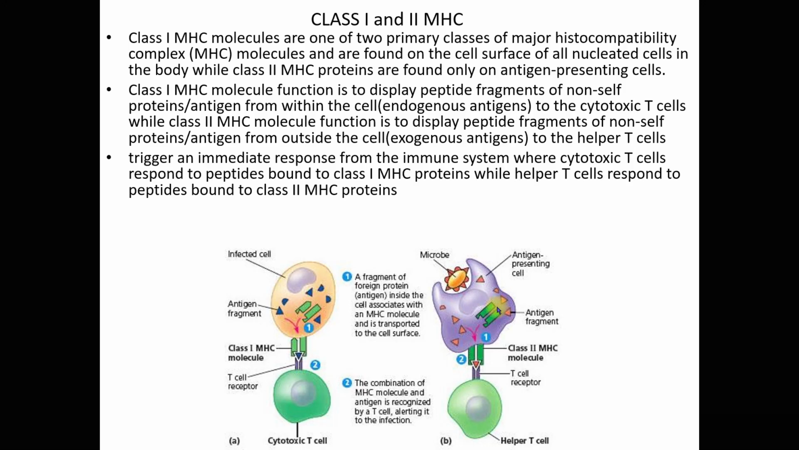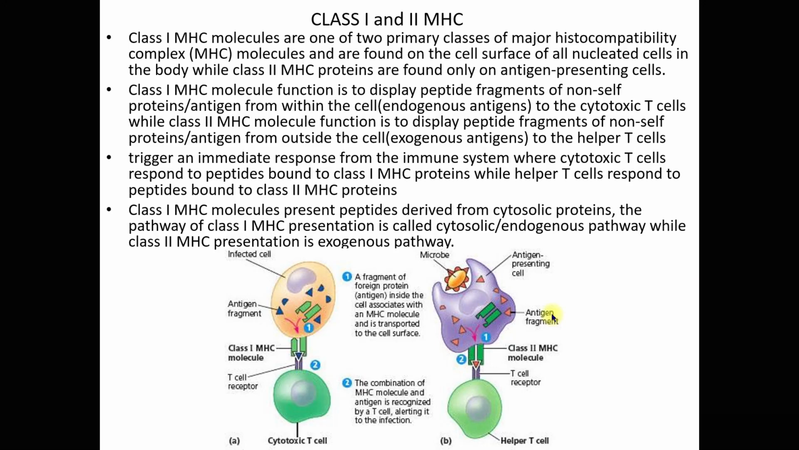Now, the display of these peptide fragments on the surface of these infected cells, as well as the APC, will trigger an immediate response from the immune system, where the cytotoxic T cells will respond to peptides or antigen fragment bound to the class 1 MHC proteins or molecules, while the helper T cells will respond to the peptides or antigen fragment that are bound or displayed by the class 2 MHC proteins or complex.